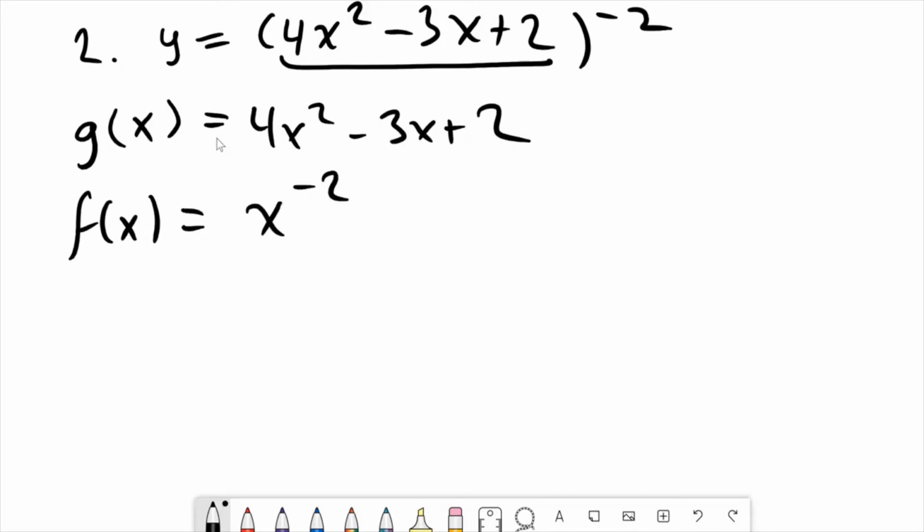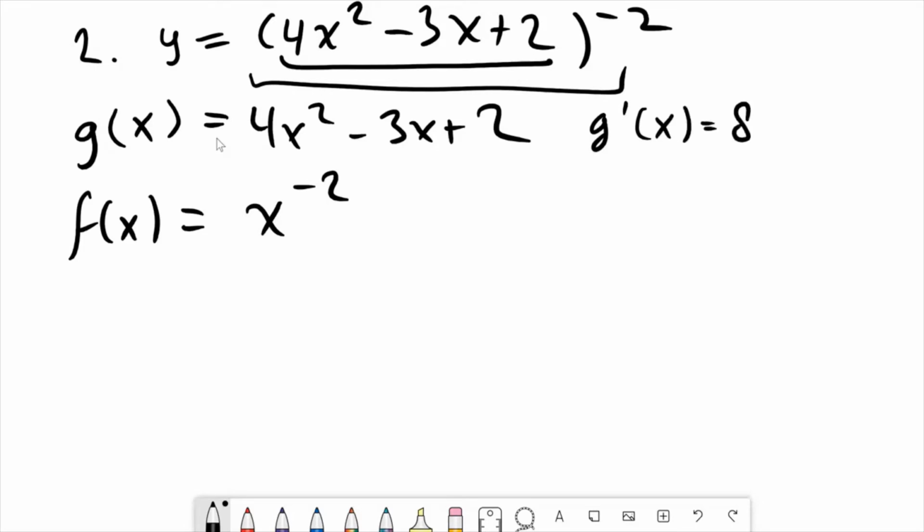So that's what the inside is and that's what the outside is. This is the outside. And then the inside derivative is 8x minus 3. And I just used the power rule there. And then I'm also using the power rule here: minus 2x, and then minus 2 minus 1 is minus 3.